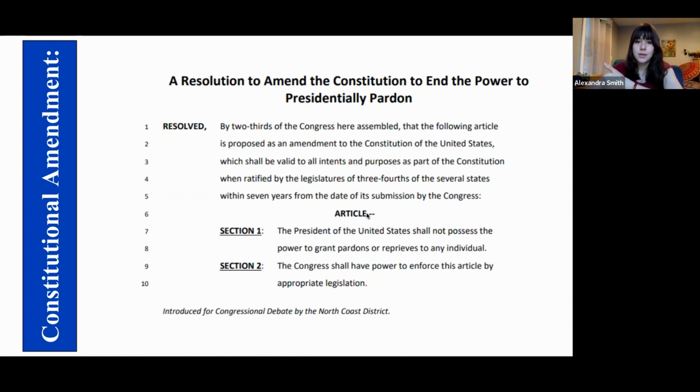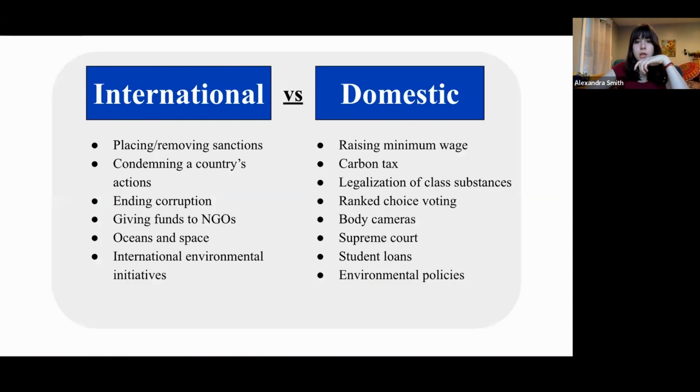Okie dokie. So common topics for legislation are divided into 2 sections, international and domestic. Both can be applied for resolutions and bills. Constitutional amendments only are domestic. The Constitution only has jurisdiction over the states. You can't constitutionally amend international stuff. As far as common topics go for international, you can have placing or removing sanctions, condemning a country's actions, ending corruption, giving funding to NGOs, non-government organizations, talking about oceans and space, environmental initiatives, that kind of stuff.